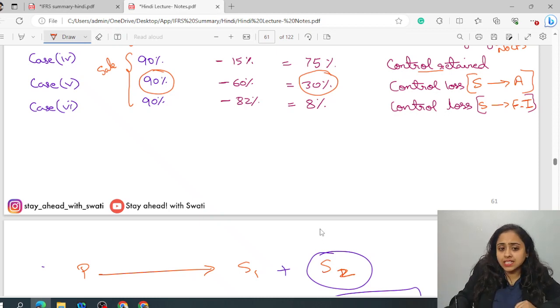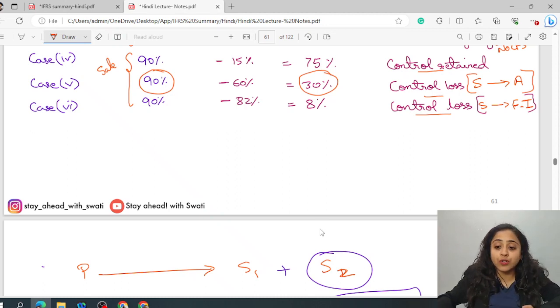Next, the last case: 90%. For example, the investor decides to sell off 82%. The remainder is only 8%. Right now, there is no significant influence, there is no control. Only 8% shareholding is remaining. This means control is lost again. And in this case, it has to be accounted as a financial instrument and not as a subsidiary. Instead of full consolidation and CFS, no CFS is required over here. Instead, only investment in financial instrument is required.